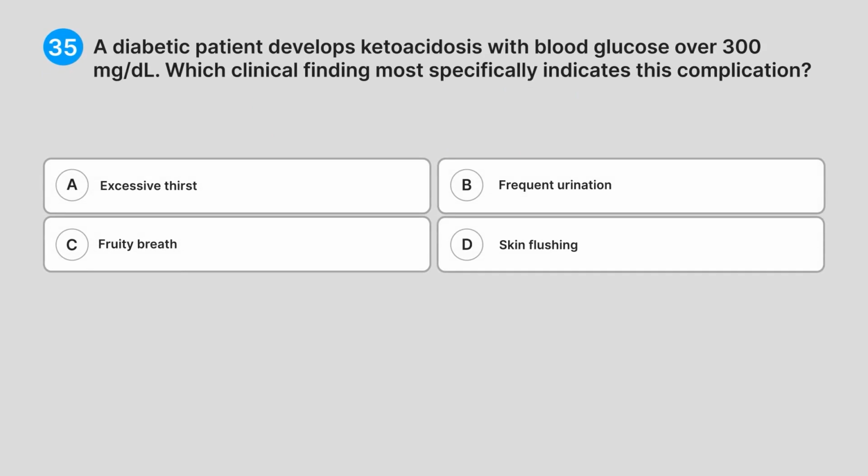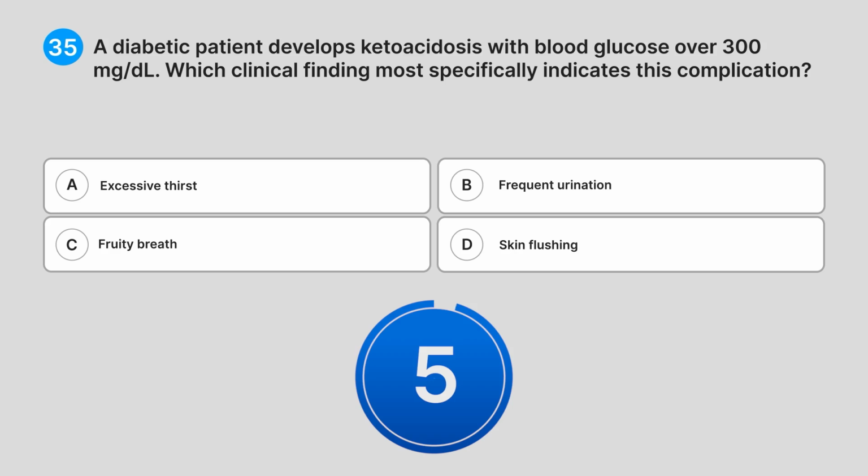35. A diabetic patient develops ketoacidosis with blood glucose over 300 mg/dL. Which clinical finding most specifically indicates this complication? A. Excessive thirst. B. Frequent urination. C. Fruity breath. D. Skin flushing. Can you guess the answer?